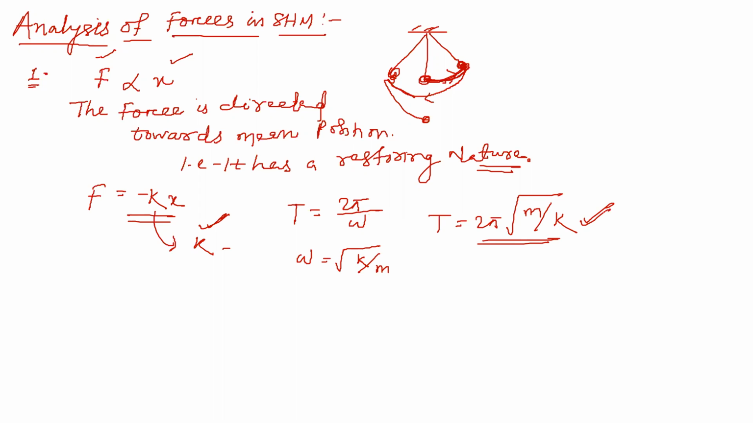So now we'll see various examples of SHM, like a simple pendulum, like liquid oscillating in a U tube, and oscillation of a cylinder floating in a liquid. There are a few other cases, but we'll see these cases today. How the SHM is happening, and how to find the frequency, time period, and the proportionality constant value. How to find those things. So let's give the heading: simple pendulum. Next, write simple pendulum. We'll see the various parameters.